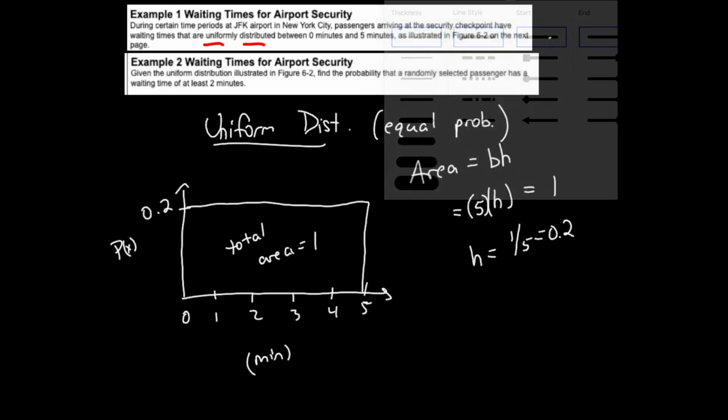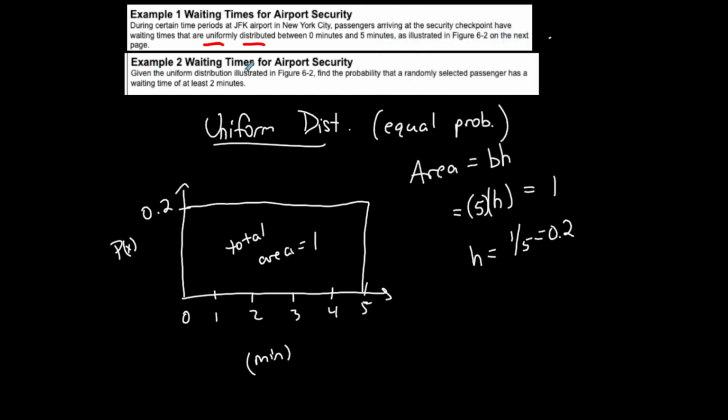So what could you be asked? Given the uniform distribution illustrated, find the probability that one randomly selected passenger has a waiting time of at least 2 minutes. At least 2 means 2 or more.